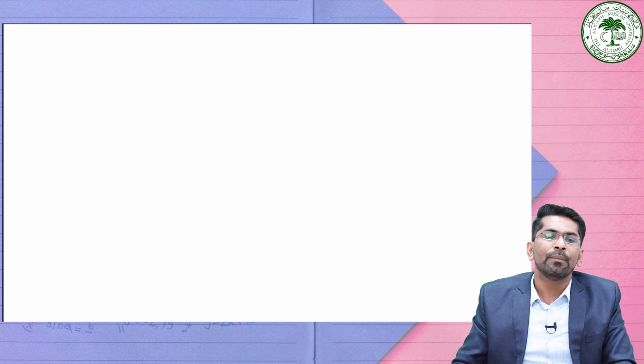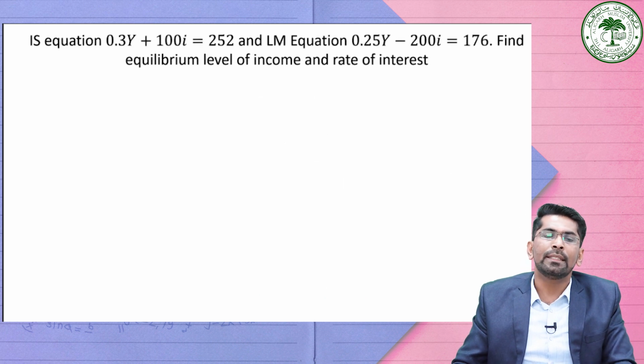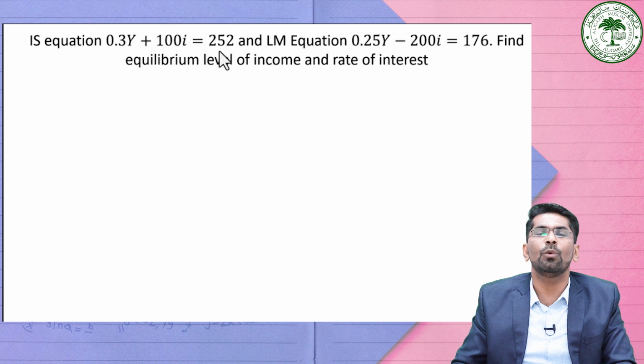So let us consider another example, especially at the application level. We have a given question, where the IS equation is given. That is the ISLM model we are going to explain here. So here the IS equation is given, that is 0.3y plus 100i is equal to 252. Similarly, the LM equation is also given, that is 0.25y minus 200i is equal to 176.